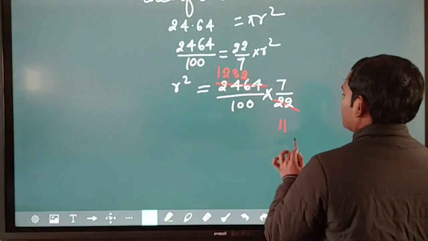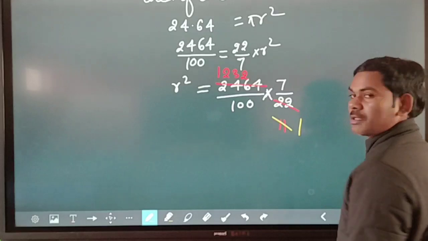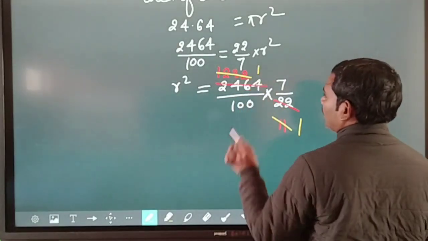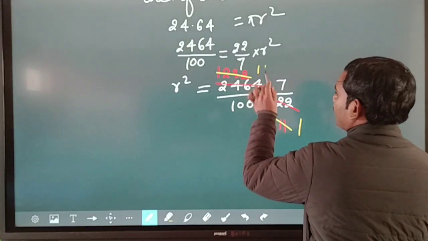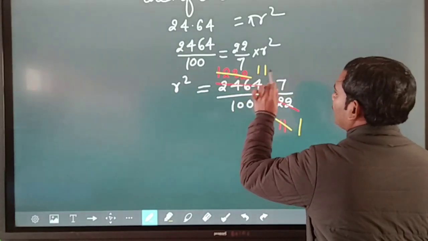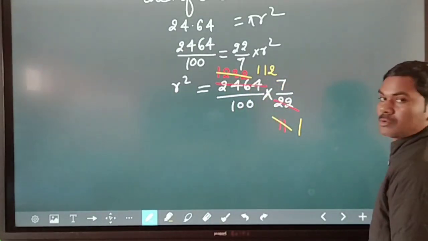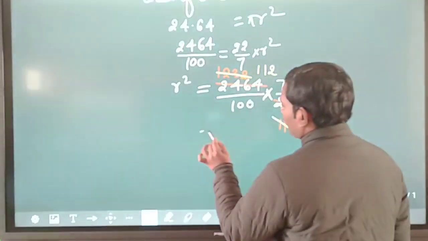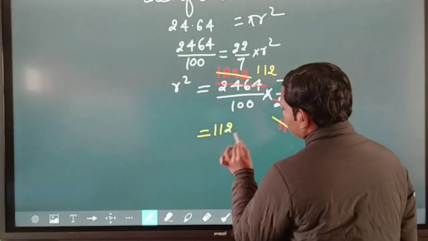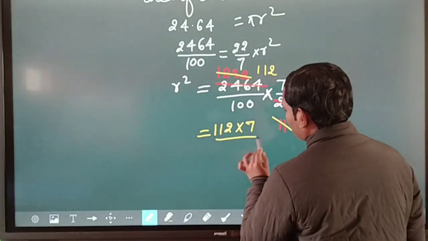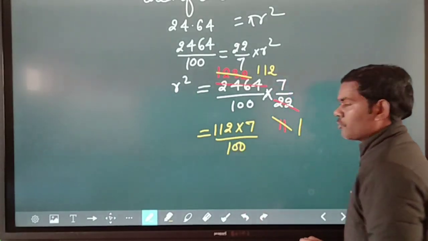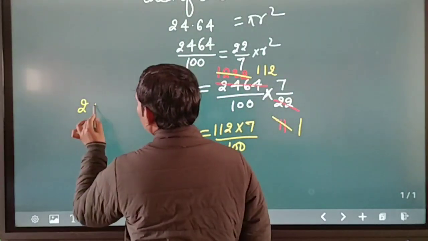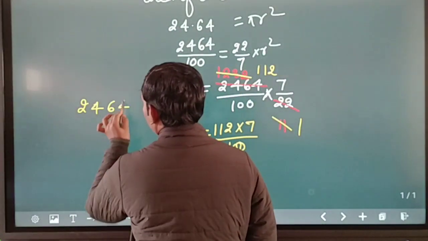Again divide this quantity by 11. 11 1s are 11, carry 1, again 11 1s are 11, carry 2, and 11 2s are 22. So we get 112. So here we write 112 into 7 by 100. If you have any problem, then you can directly solve 2464 by 22.